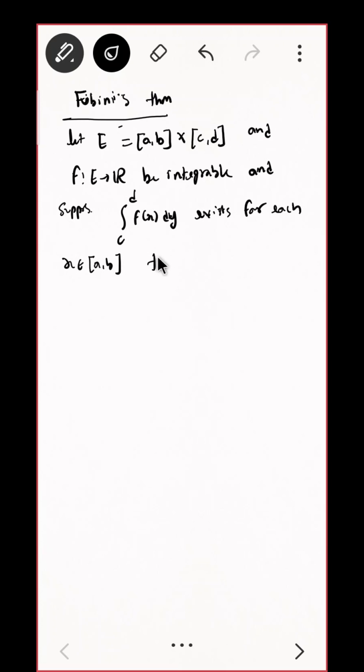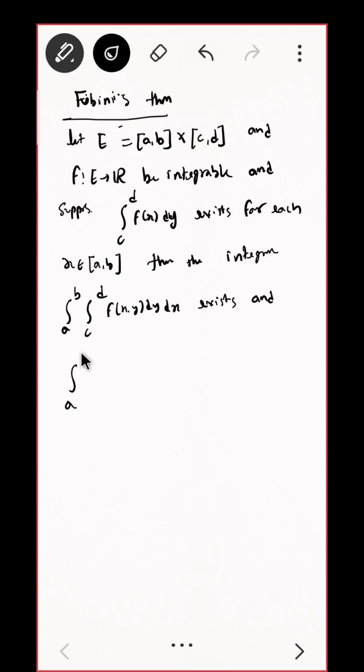Then the iterated integral from A to B and C to D of f of x, y dy dx exists, and the integration from A to B, C to D of f of x comma y dy dx is equal to the integration over E of f of x, y dA. So this is the statement which we want to prove.